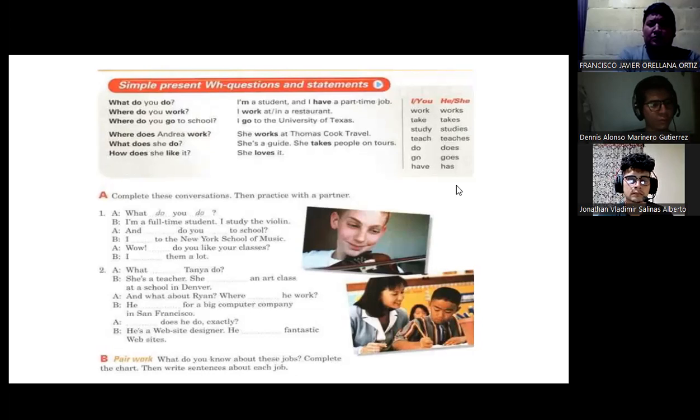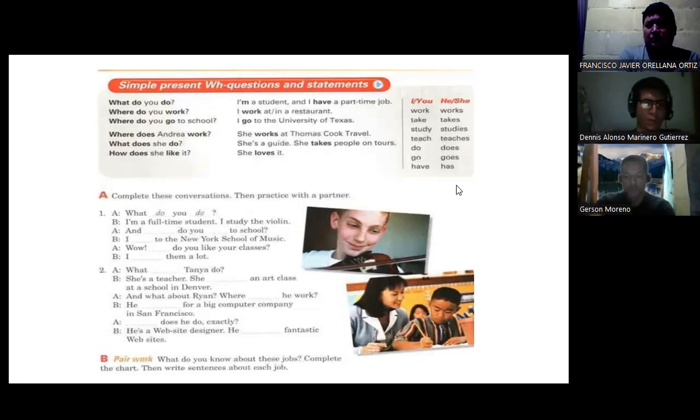She loves it. So you can see some common questions related to your jobs, related to what people do. And we have, for example, you work, take, study, teach, do, go, have. And he and she works, takes, studies, teaches, does, goes, and has. We call them the third person, the first person, and plurals.